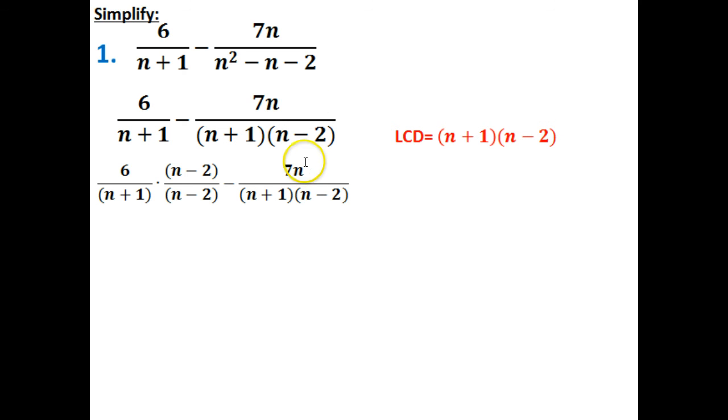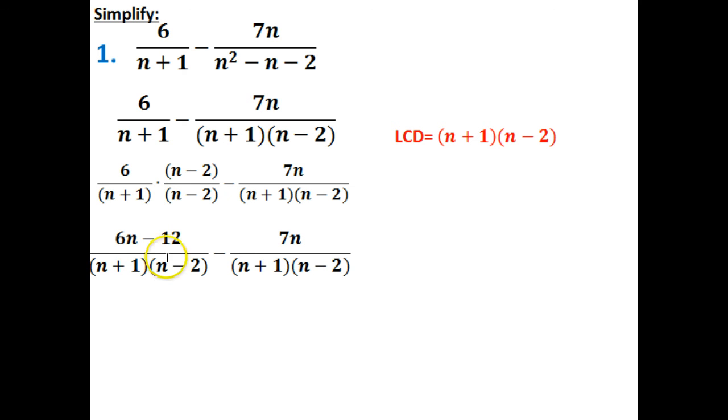So you notice this negative or minus 7n over n plus 1 times n minus 2, I did not change that one at all. I just multiplied this one top and bottom by n minus 2. Okay, so I'm going to go ahead and do that now. Now you notice that both of these two have the same denominator, n plus 1 times n minus 2. 6 times n gave me my 6n. 6 times negative 2 gave me negative 12.